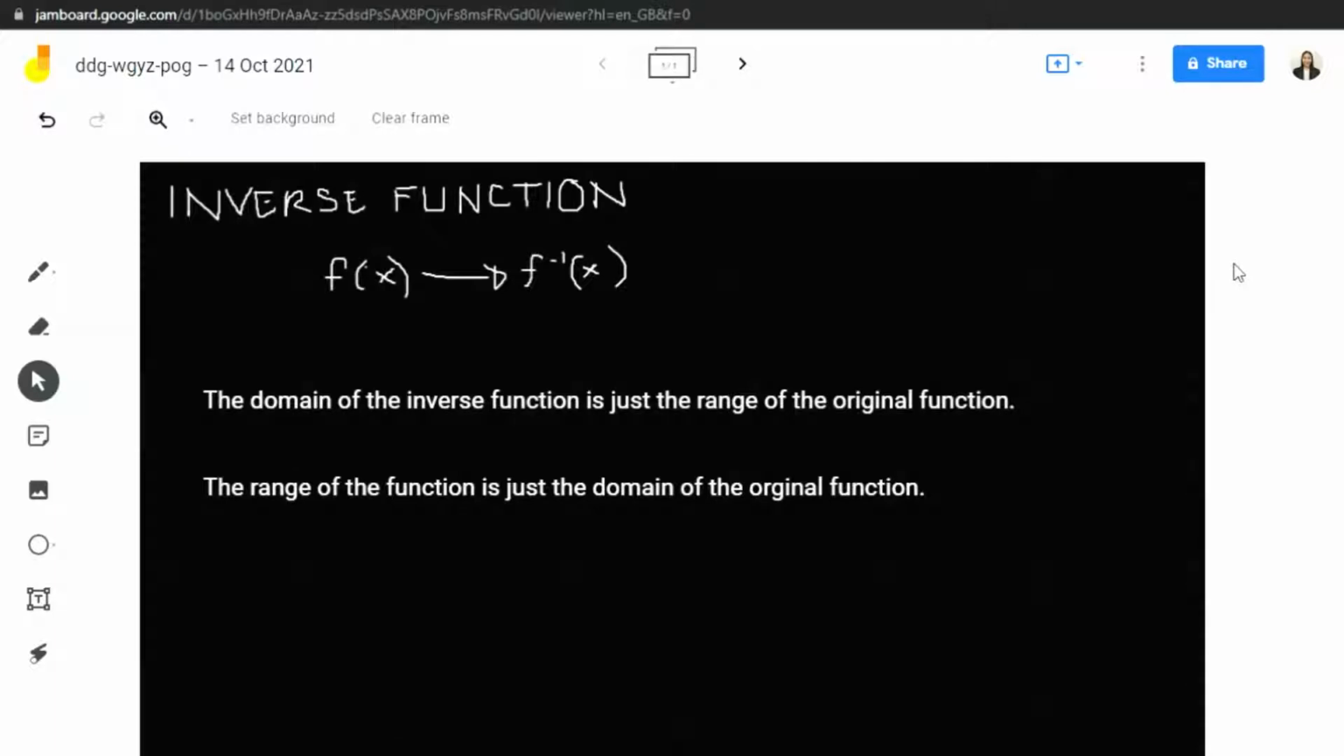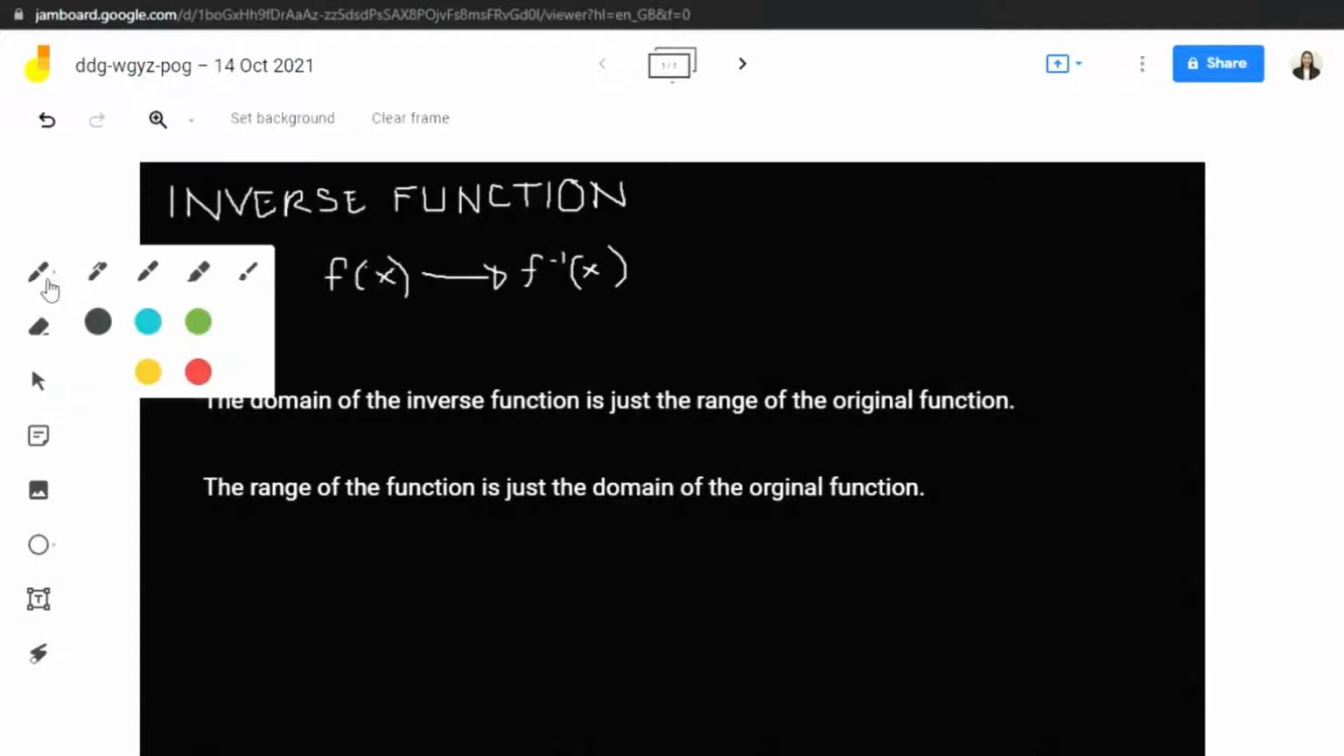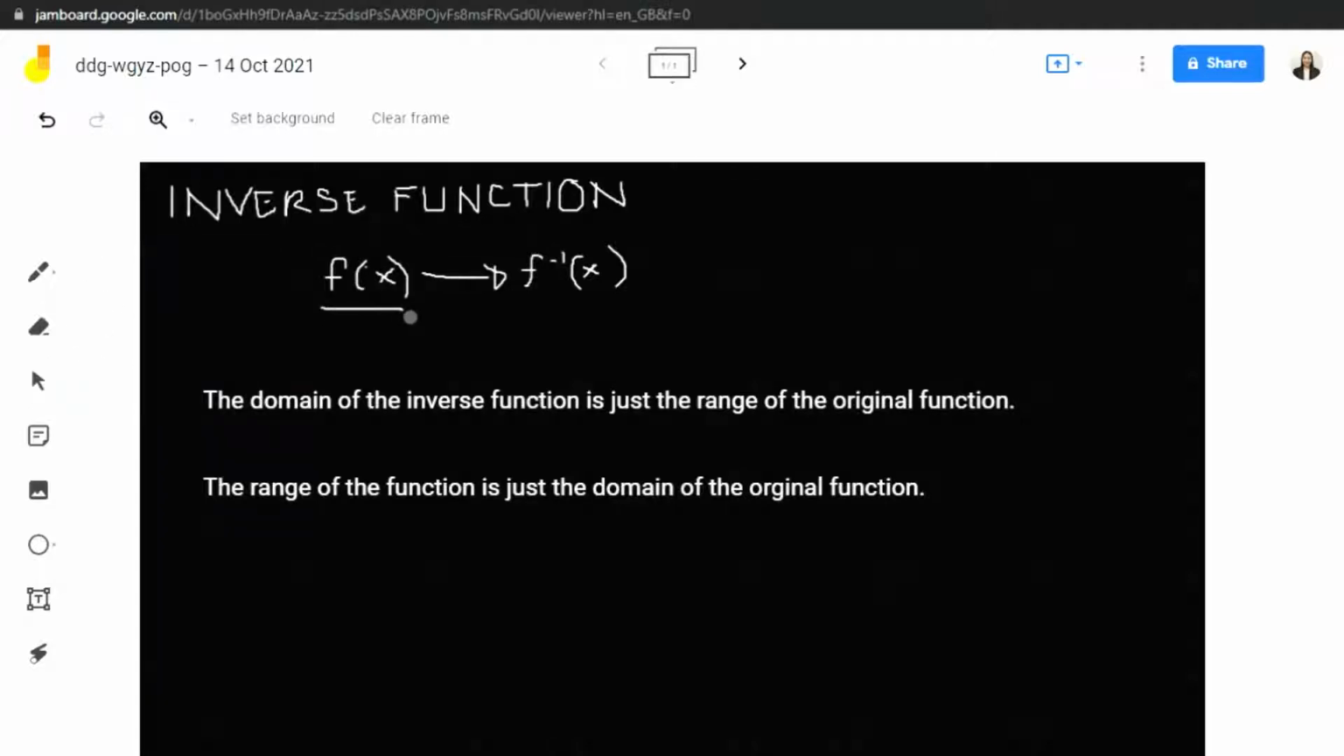Okay, so let's talk about the inverse of a function. If we have the original function given by this form, f of x, then its inverse will be written in this form, f inverse of x, or the inverse of the function. Now, in taking the inverse of a specific function, we have to consider two things.